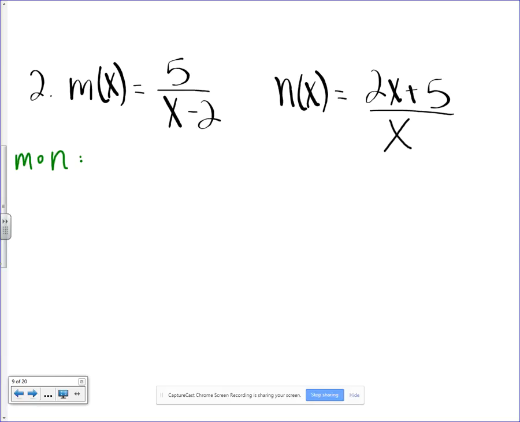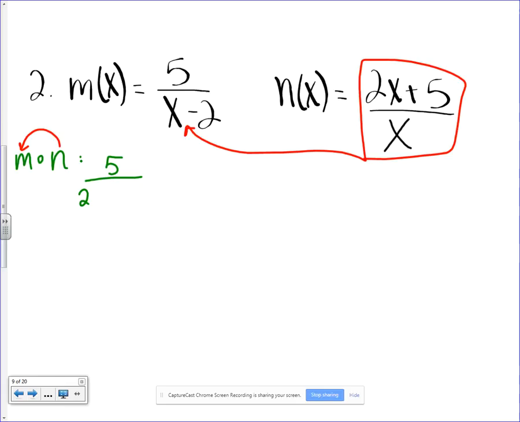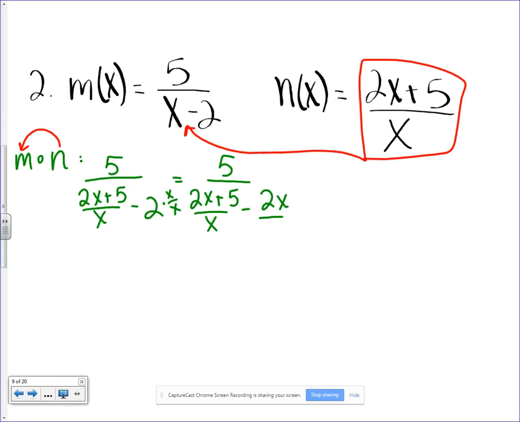So I'm going to take the n function and put it into the m function. So it'll look something like this. Okay, so now I'm going to have to get common denominators down there in the bottom. My common denominator will be x. So the first one is good. The second one needs multiplied. Now I can put them together.